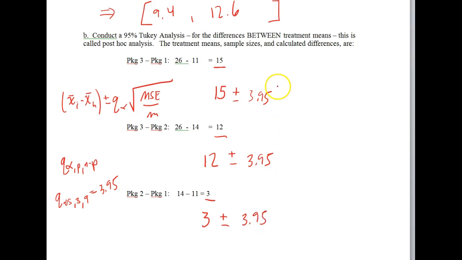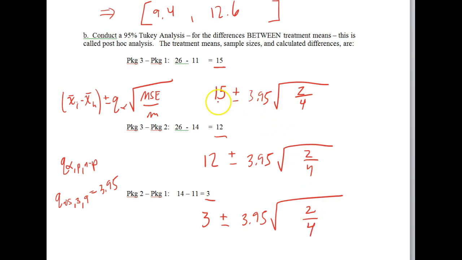3.95 times, let me erase that real quick. Hopefully this doesn't make my pen go all kooky. All right, times the square root of the MSE. So the MSE we know from the last one, and we know from the original problem, is 2 divided by 4. We just did this in the last problem, but we're using a Q value now.